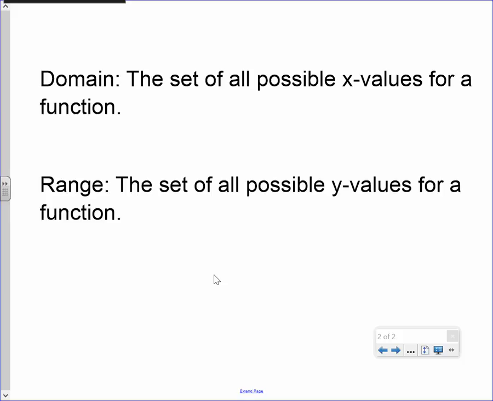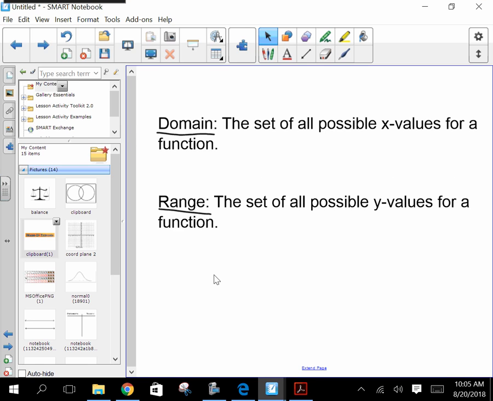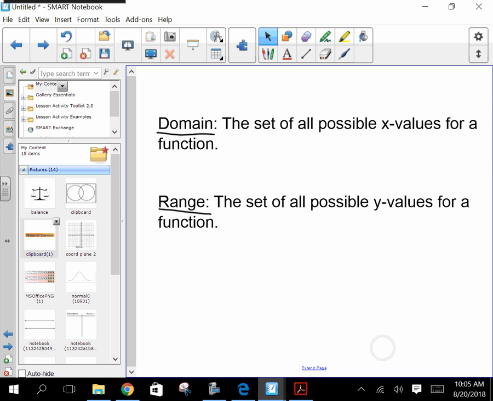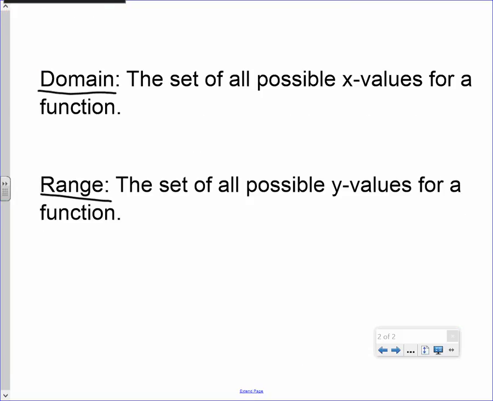So domain is a set of all possible x values for a function. The range is a set of all possible y values for a function. Now what do I mean? Check this out. I trust everybody's got that?